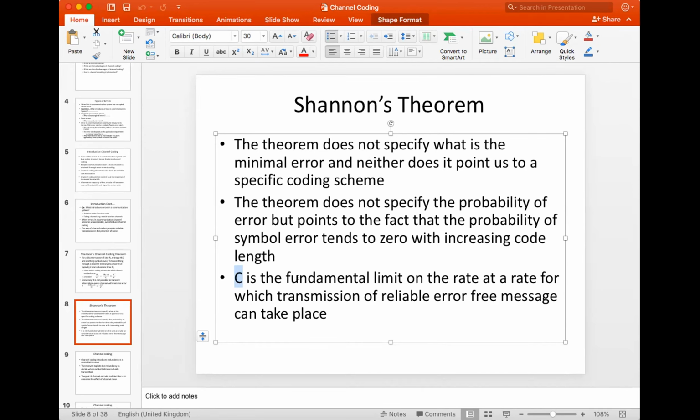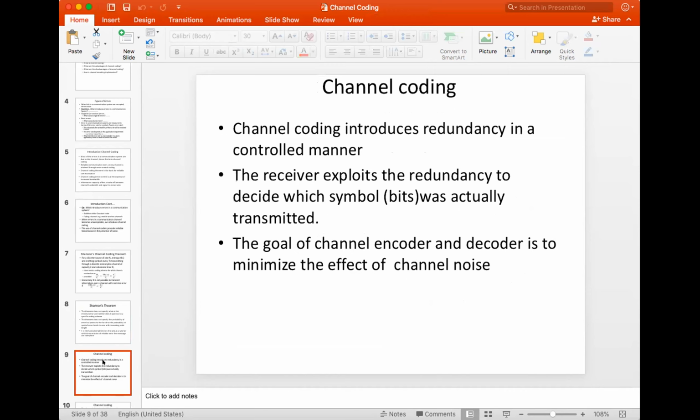I hope you still remember the mathematical formula for channel capacity, both for high pass and baseband. Okay, so channel coding introduces redundancy in a controlled manner. I have already said that. Redundancy in a controlled manner, okay? The receiver exploits the redundancy to decide which symbols were actually transmitted. And we are going to go through a very few examples to see how this is done.